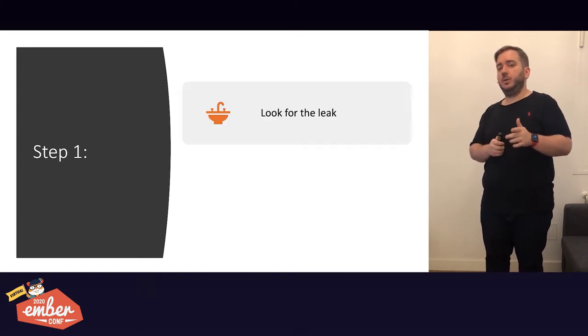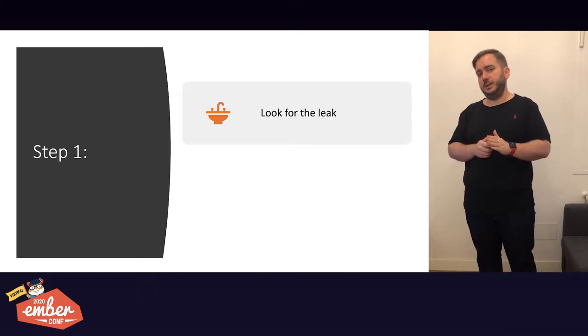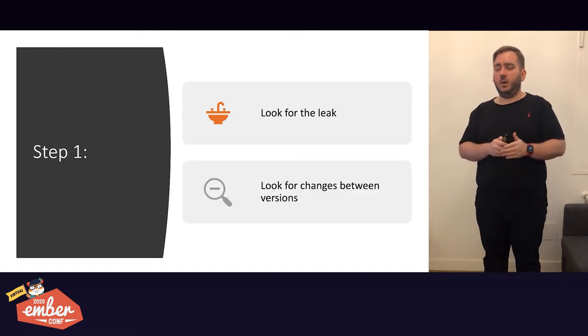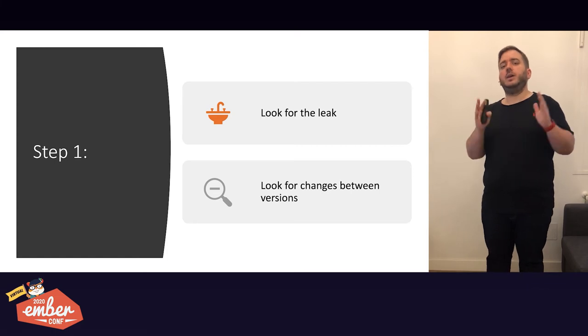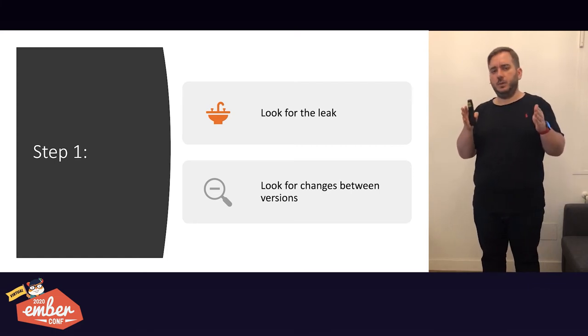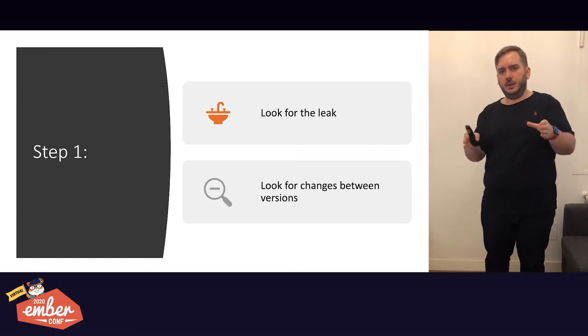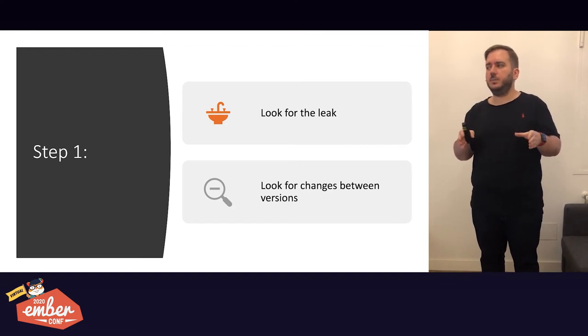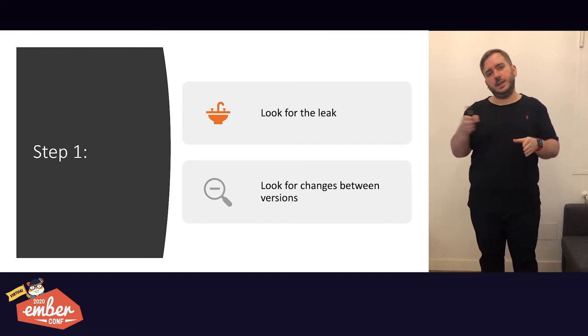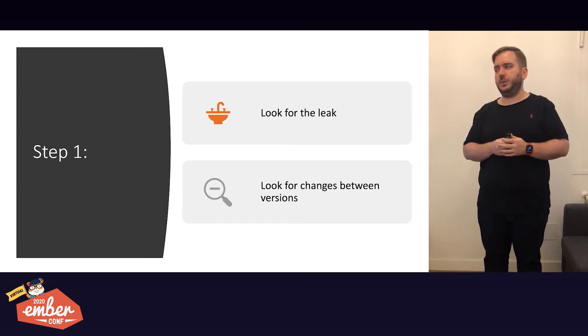The next step would be to look for the leak in our code or look for changes between versions. We can approach this like, okay, we have just received the project in one state. Let's inspect the project as is now, or look for the changes that happened in those months.